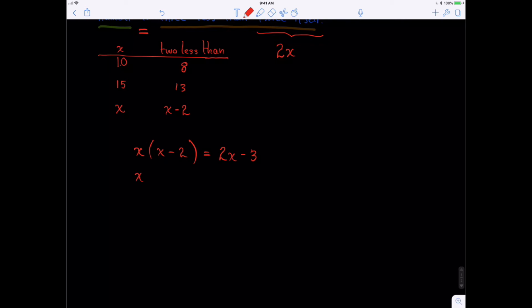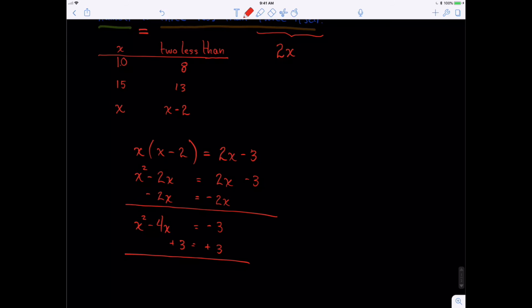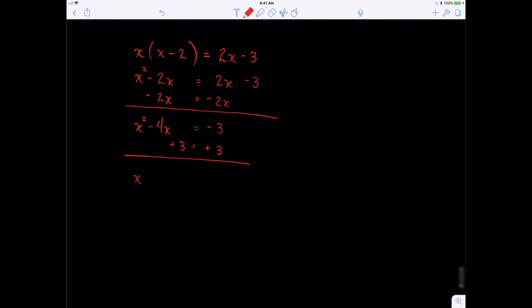We would distribute, so I have x squared minus 2x equals 2x minus 3. Let's subtract a 2x from both sides. I have x squared minus 4x, and this is going to equal negative 3. We're going to set this to 0. That's how we've been solving these. And now I have x squared minus 4x plus 3 equals 0.